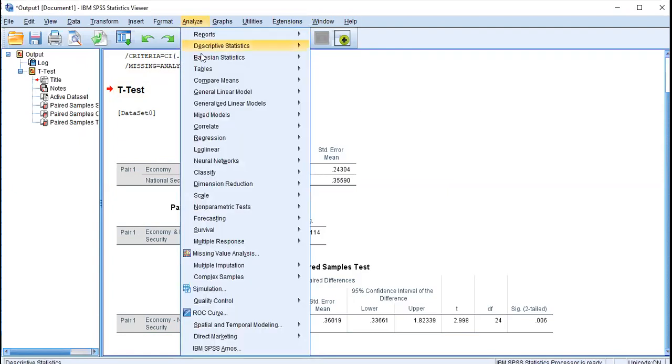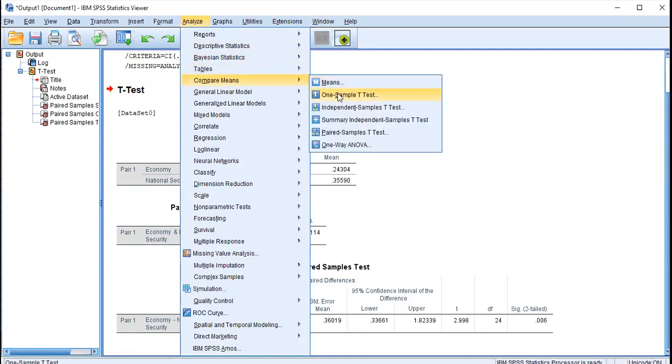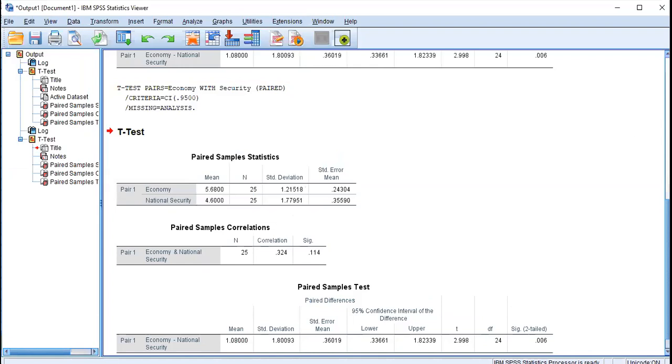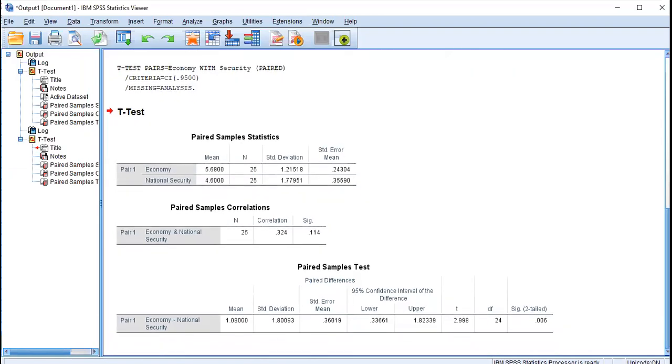You go to Analyze, you go to Compare Means, you go to the paired sample t-test, also known as the dependent sample t-test. Click on this, and then economy is the first variable. Click on this. National security is another variable. Click on this. Both these variables are in scale form. Good. Click on OK, and you get the answers. These are the answers you are getting. So you are getting the mean for economy 5.6, the mean for national security 4.6, and the n value happens to be 25 respondents, and they are the same respondents who are answering for economy and also for national security.